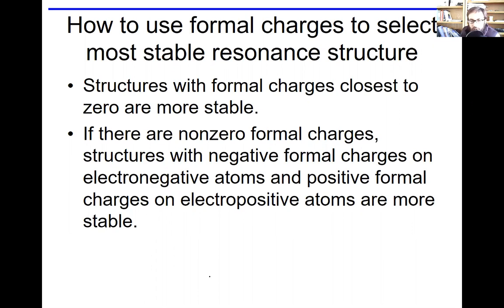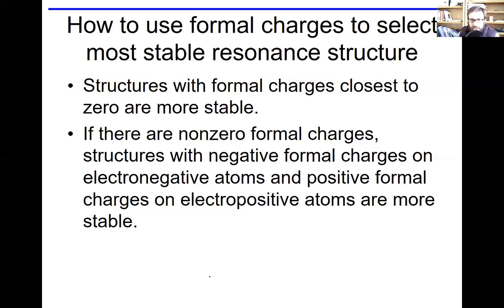Structures with formal charges closest to zero are the most stable. Basically, nature doesn't like charge, right? And the second one is if there are no non-zero charges. So if you have to have formal charges that aren't zero, you better have the negative formal charges on the electronegative atoms, because those are the atoms that want electrons, right? And you better have the positive formal charges on the more electropositive atoms, or the less electronegative atoms, because those are the elements that want to give up electrons.